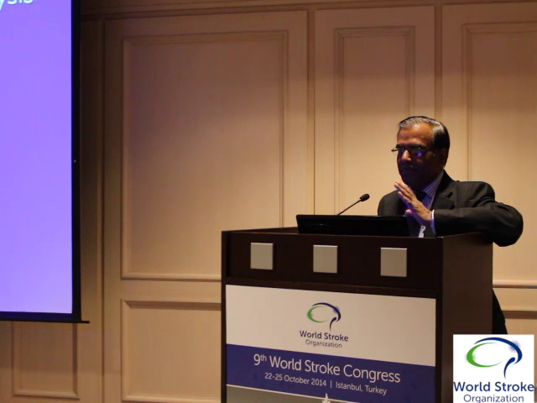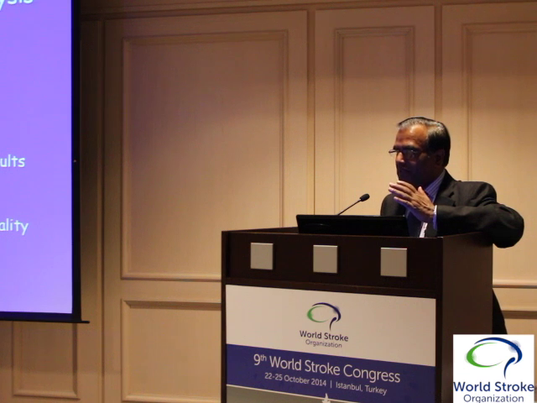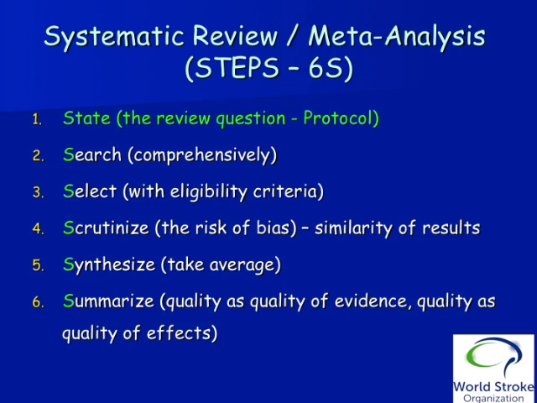I often say that you have to remember 6 S to do a systematic review. First S is state. State the review question. Actually, you have to write a protocol which contains all of the components. Second is search comprehensively. Select with some eligibility criteria. Then scrutinize, which is mainly for risk of bias and also for similarity of results. Then synthesize, which is just like taking out average. And then summarize, which is summary of findings table. So Cochrane review goes through this typical process: state, search, select, scrutinize, synthesize, and summarize.